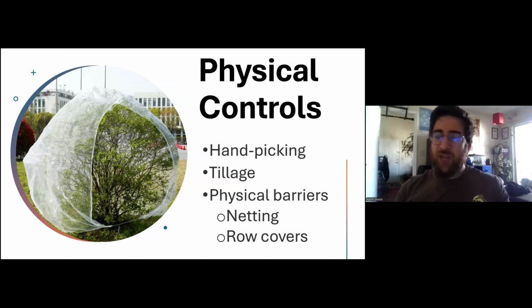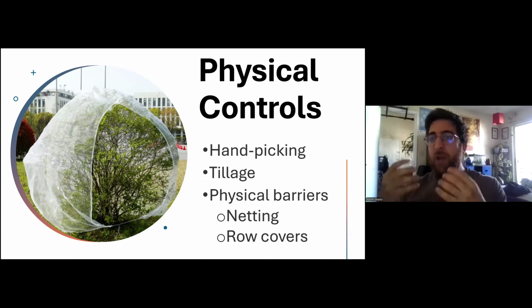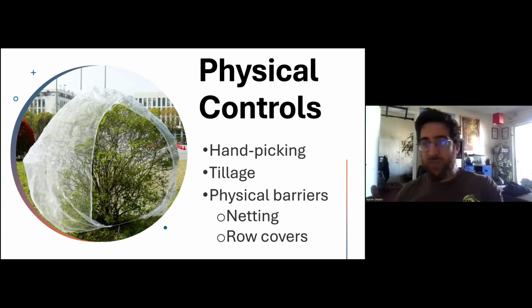Tillage is a bit of a double-edged sword because yes, it is effective for managing a lot of insects that overwinter in the soil, but it also destroys soil aggregates. So, over time, healthy soil develops into these clumps, and tillage will essentially reset those clumps. So you kind of have to balance what is the grasshopper pest pressure and the health of my soil.